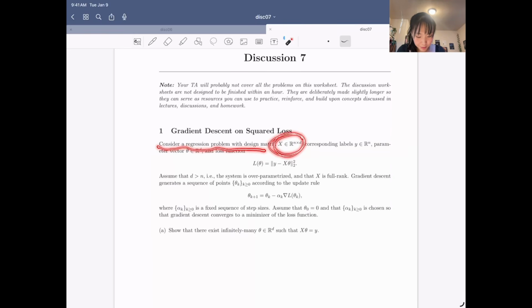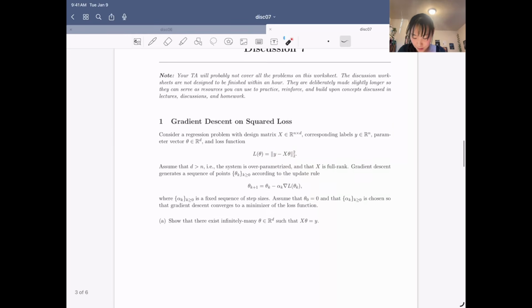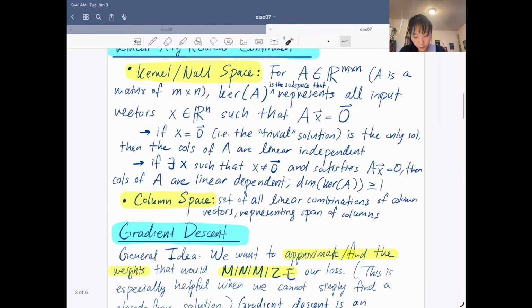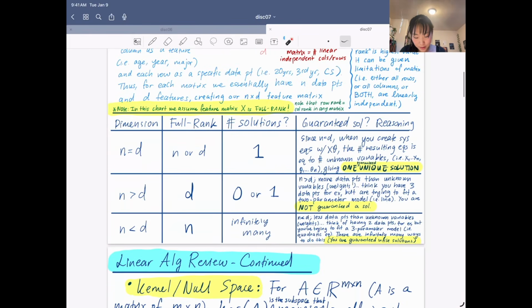X, like our feature matrix, of dimensions n times d, corresponding labels Y, which are real numbers, and parameter vector theta. Our loss function is basically just the actual label minus our predictions, squared. It says assume that d is greater than n, so the system is over-parameterized and X is full rank. Again, full rank, as a reminder, just means that it takes the maximum rank possible.